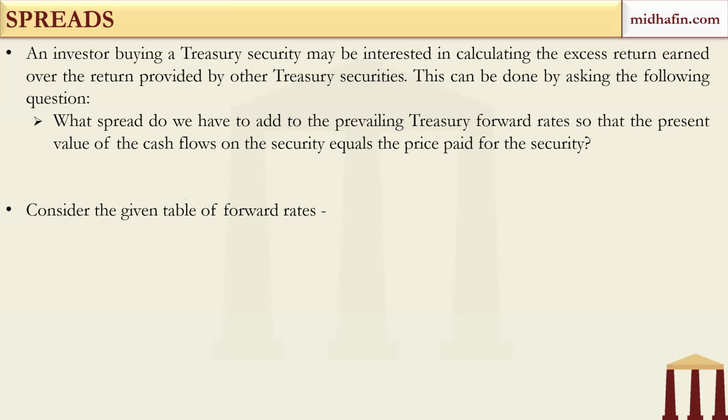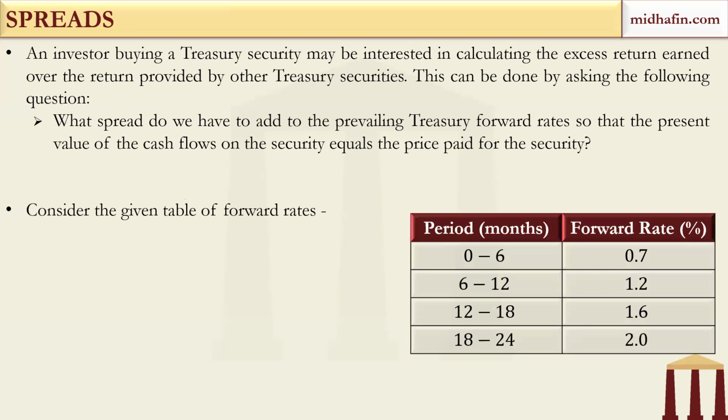And in the exam, if you see a question, don't panic at all. Spreads can be calculated using yields also. So here the forward rates are given. The 0 to 6 month forward rate is 0.7%. Basically, it's a 6-month spot rate only. Then the 6 to 12 month forward rate is 1.2 and so on.